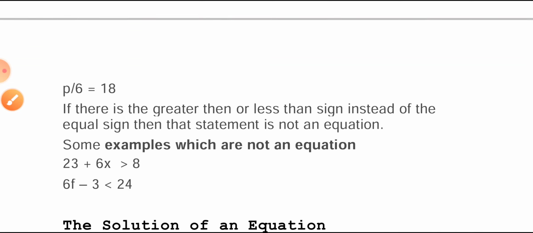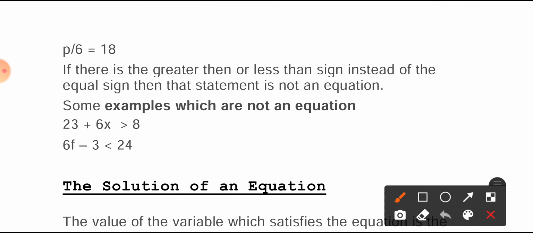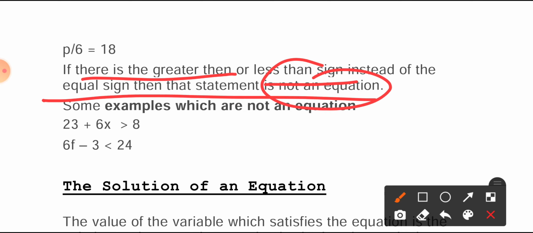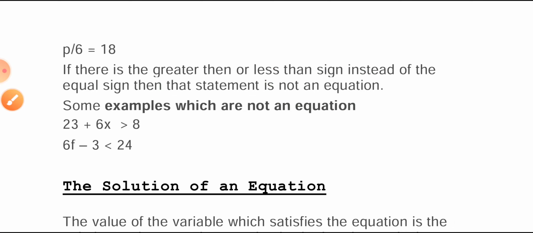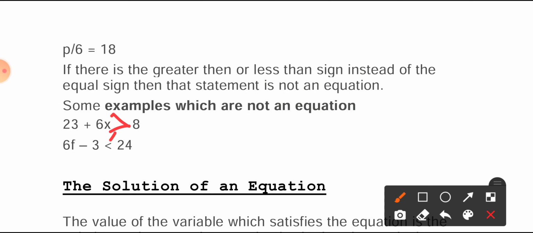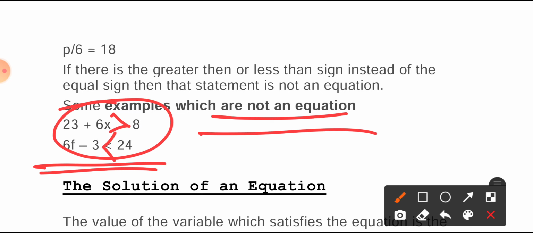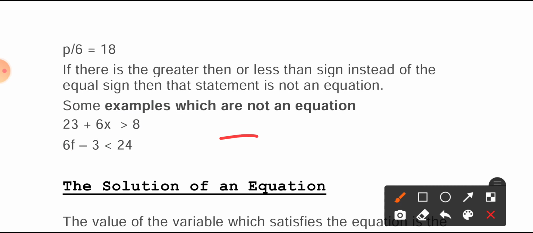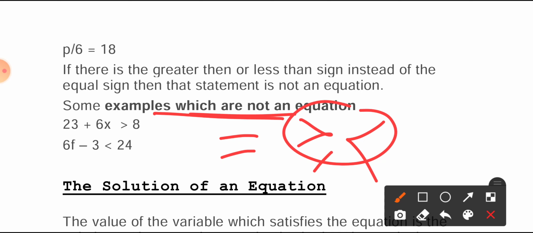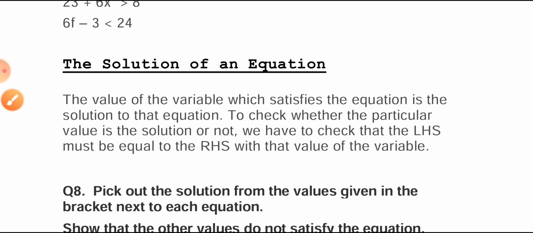Now after this, if there is a greater than or less than sign instead of equal, it means it is not an equation. The examples which are not equations, like here less than, greater than, these signs are given, it means these are not equations. Equation में सिर्फ इक्वल का साइन होता है. अगर लेस दैन और ग्रेटर दैन साइन दिया इसका मतलब है कि वो इक्वेशन नहीं है. After this we will see how to find the solution of the equation.